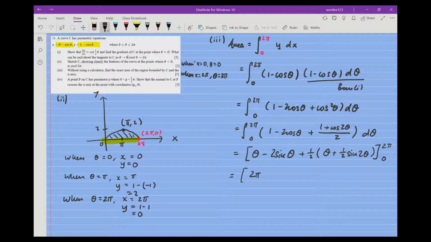You get 2 pi plus half 2 pi. A lot of things become 0. So while it looks very complicated at the start, right? After you sub in the 2 pi value and the 0 value inside, you realize a lot of things actually disappear because they become 0. So all in all, area under the graph, 3 pi units squared.